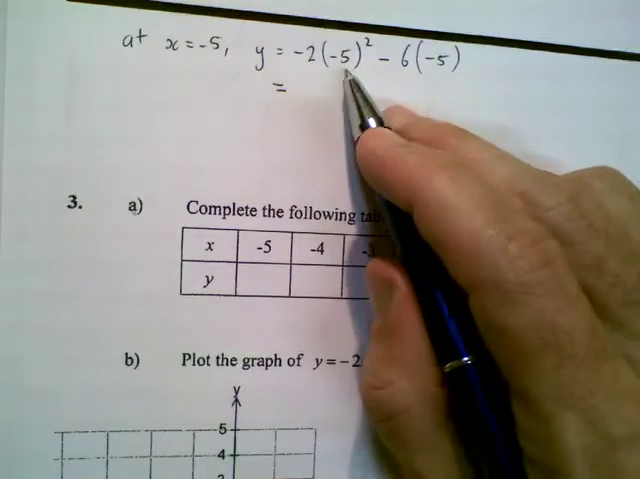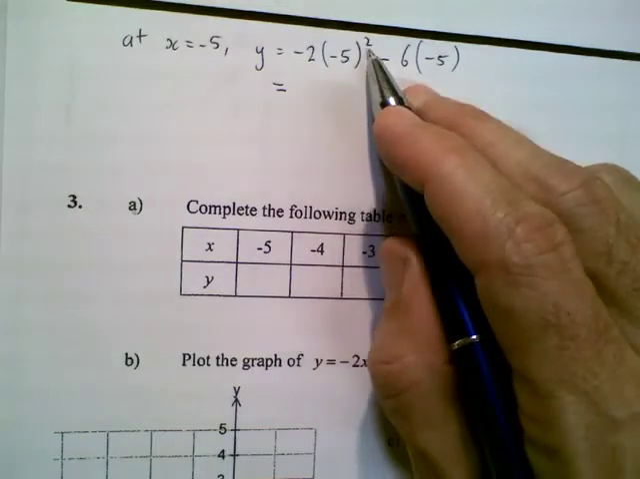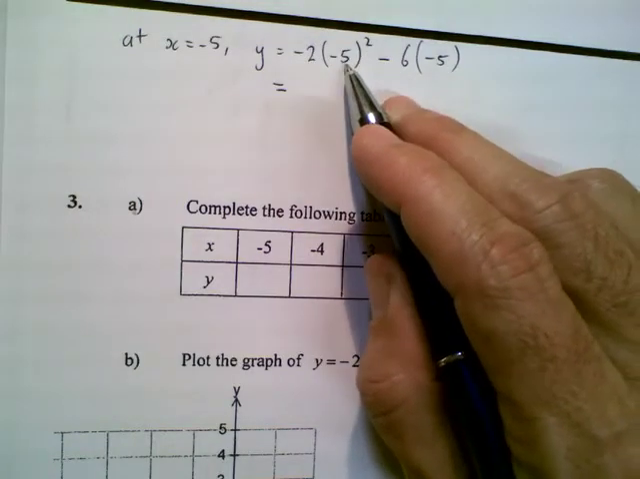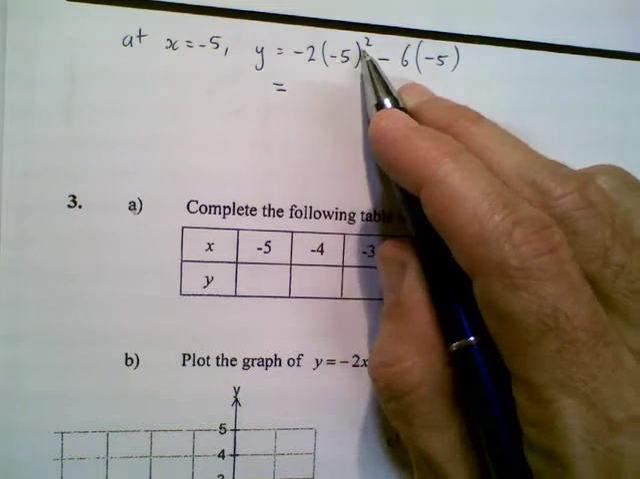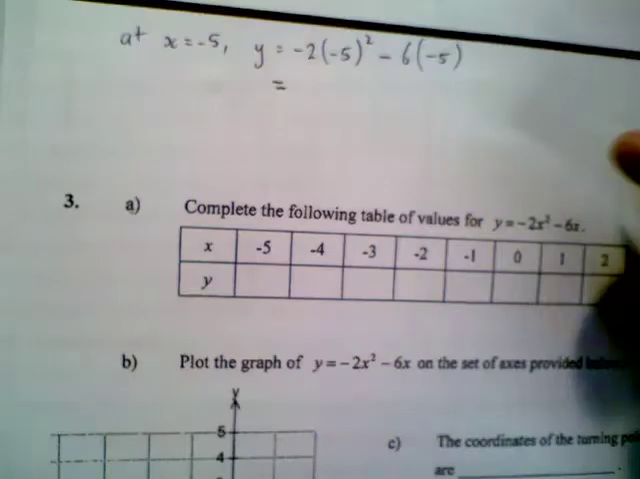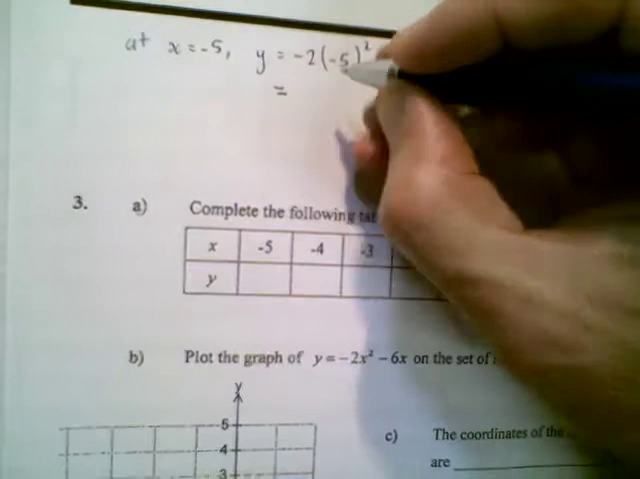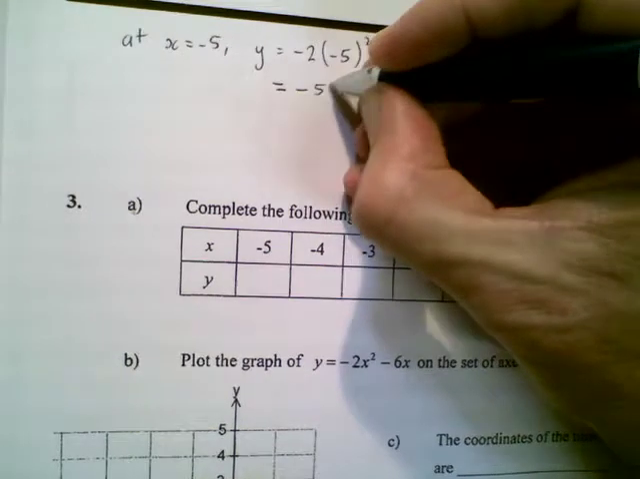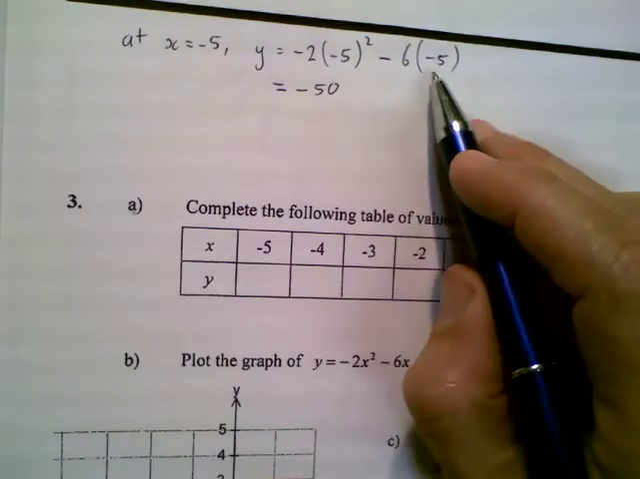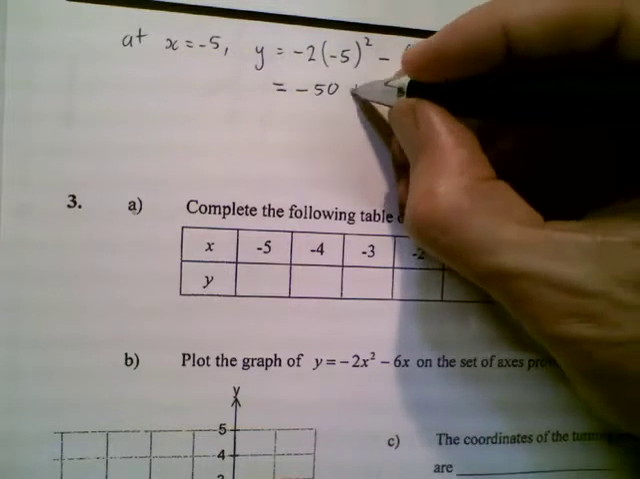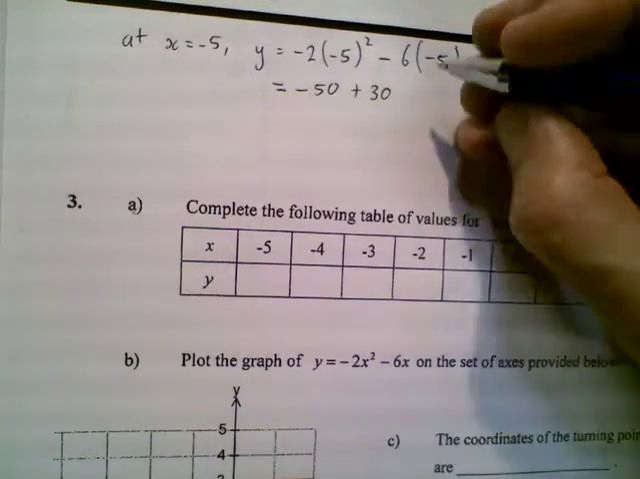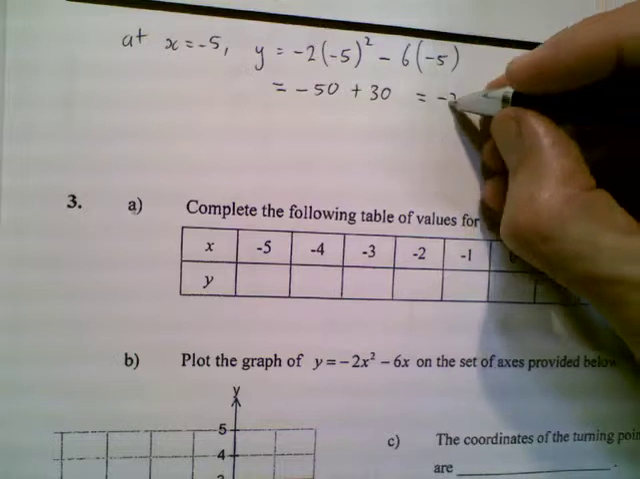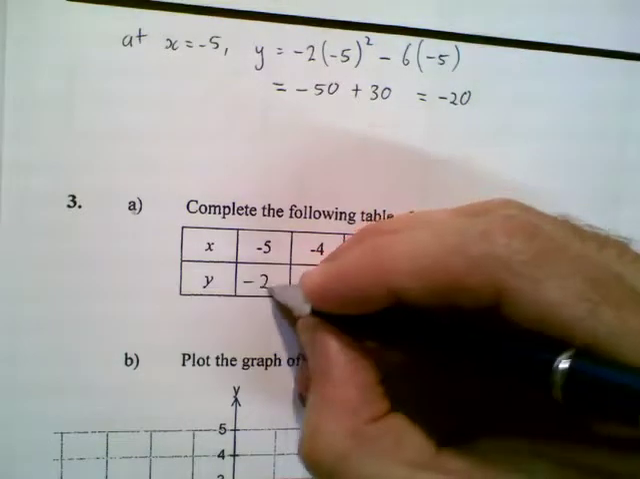We've got -5 squared, which is +25, because it's -5 times -5. Negative times a negative gives a positive. And then we're multiplying that by -2. So we get -2 times +25, which is -50. And here we've got a -6 times a -5, which gives a +30, to give us an answer there of -20. And we can put that into our table of values.